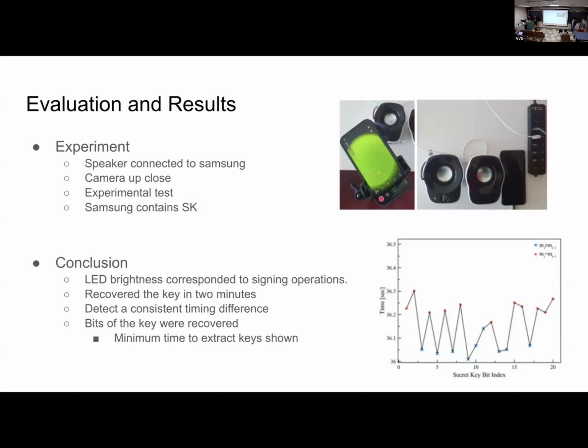In their second test, the one on the slide over there, they used an iPhone to zoom into a speaker that was connected to a Samsung. Even though the speaker wasn't doing any encryption, you could see that the brightness of the speaker still correlated to the Samsung performing encryption operations. And from that, they were able to recover a 378-bit key. That did have some errors: 6 errors that they were able to catch and fix.